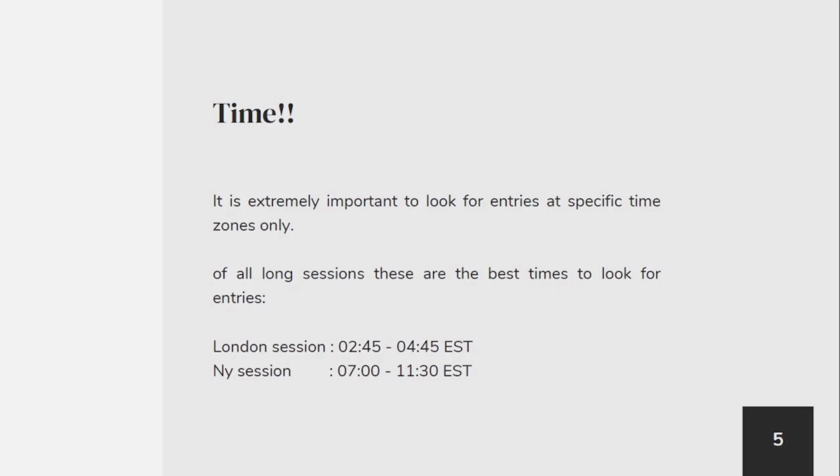Not before that, not after that. I don't care what the market does in the times other than this. As simple as that. For the NY session, the time is 7 a.m. Eastern Standard Time to 11:30 a.m. Eastern Standard Time, which is what we call the New York AM session.